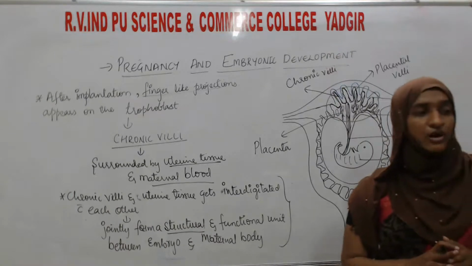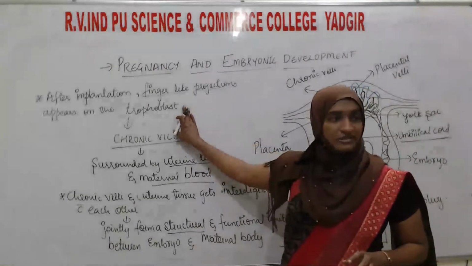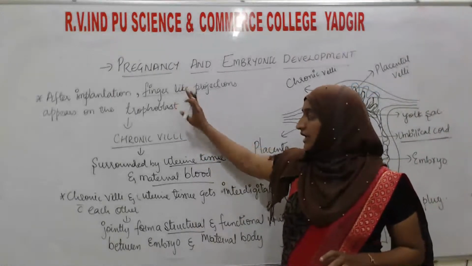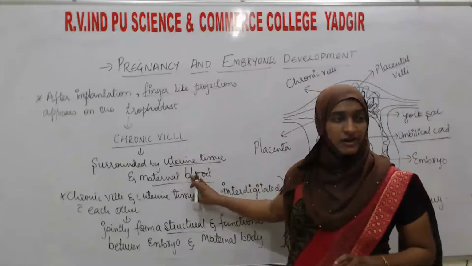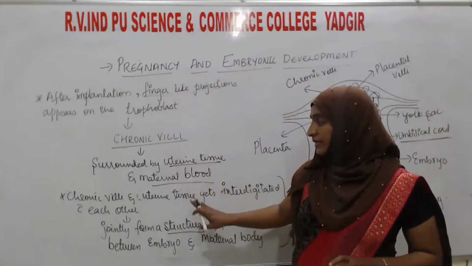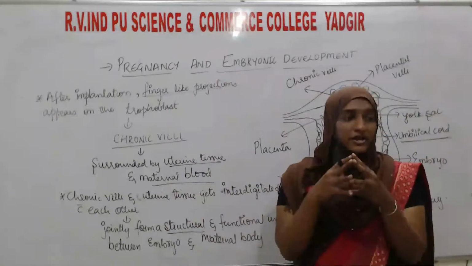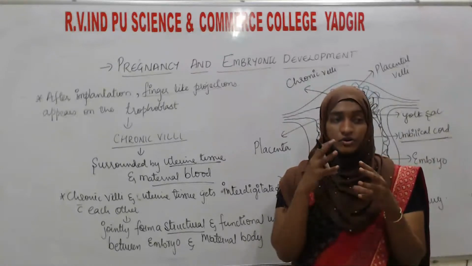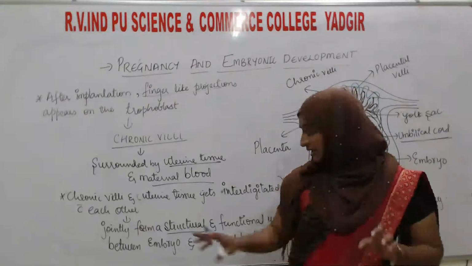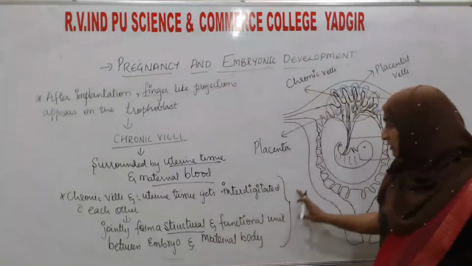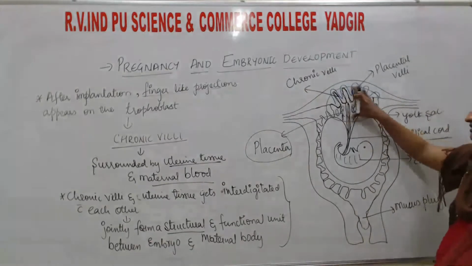How is the placenta going to form? That I have explained here. First of all, around the trophoblast cell, finger-like projections appear, and that is known as the chorionic villi. These chorionic villi are surrounded by the maternal blood and the uterine tissue. Then the chorionic villi and uterine tissue get interdigitated, meaning they form into one structure. Totally they mix up and form one structure, and it is known as the placenta. You can see here, this is the placenta.